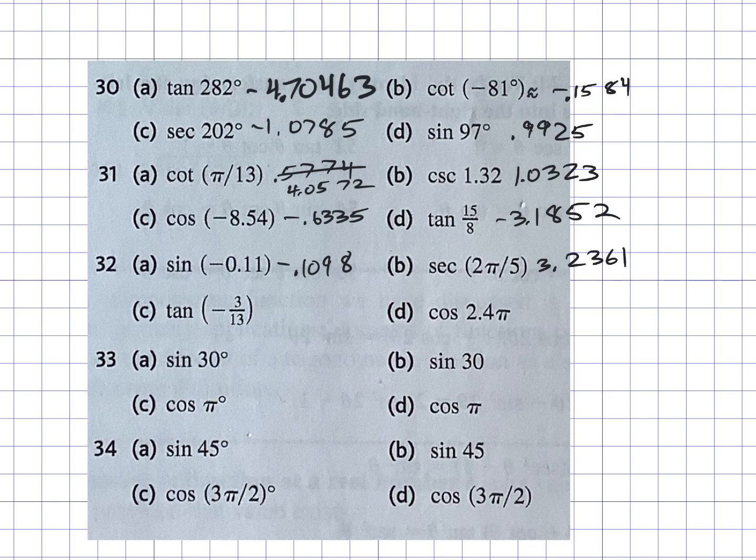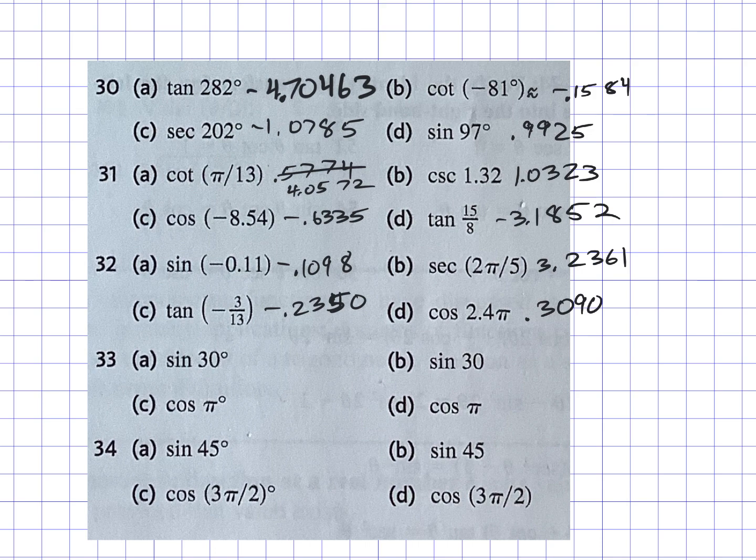And the tangent of negative 3 divided by 13. Again, these are radian measurements. That'll be negative 0.234, actually 50 is what it's going to be. And the cosine of 2.4 pi. Cosine 2.4 times pi. That's 0.3090.